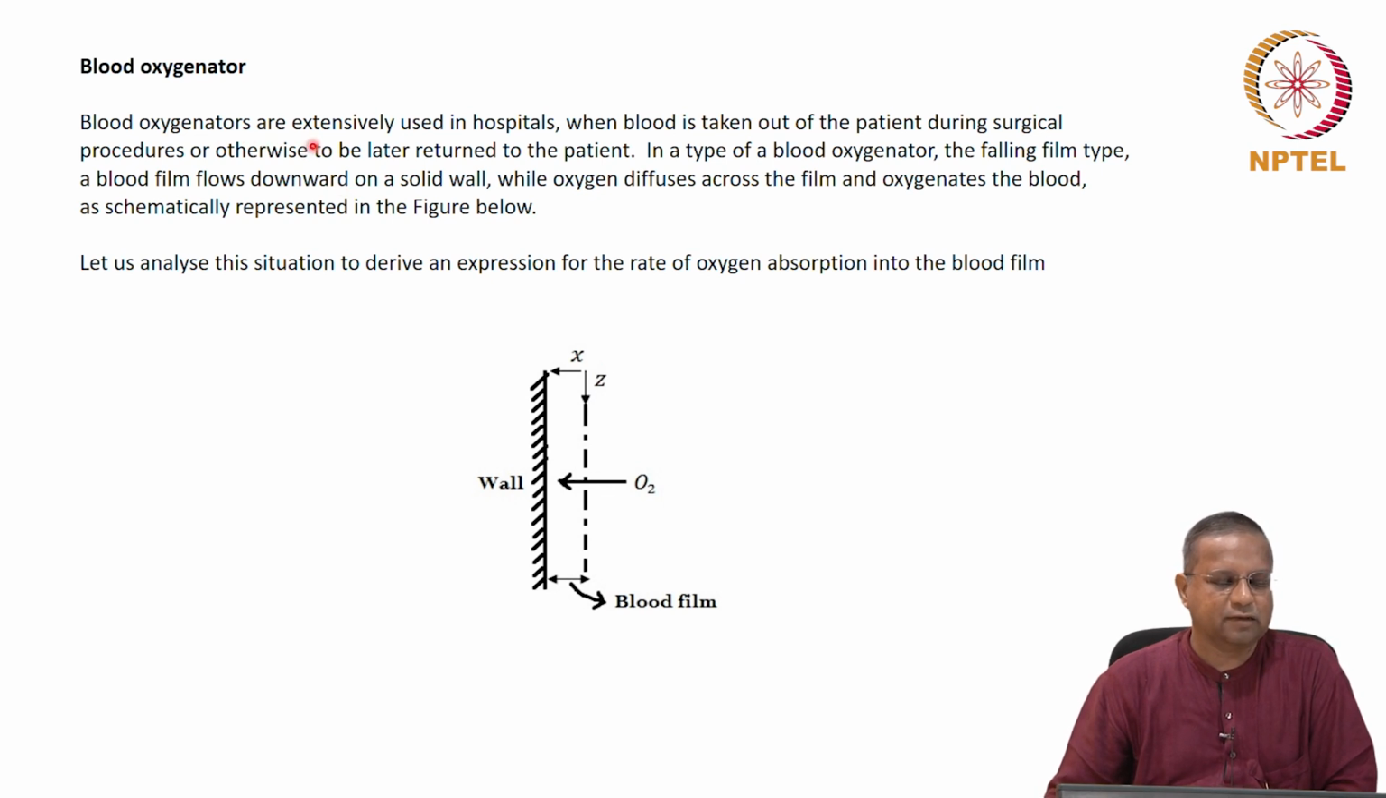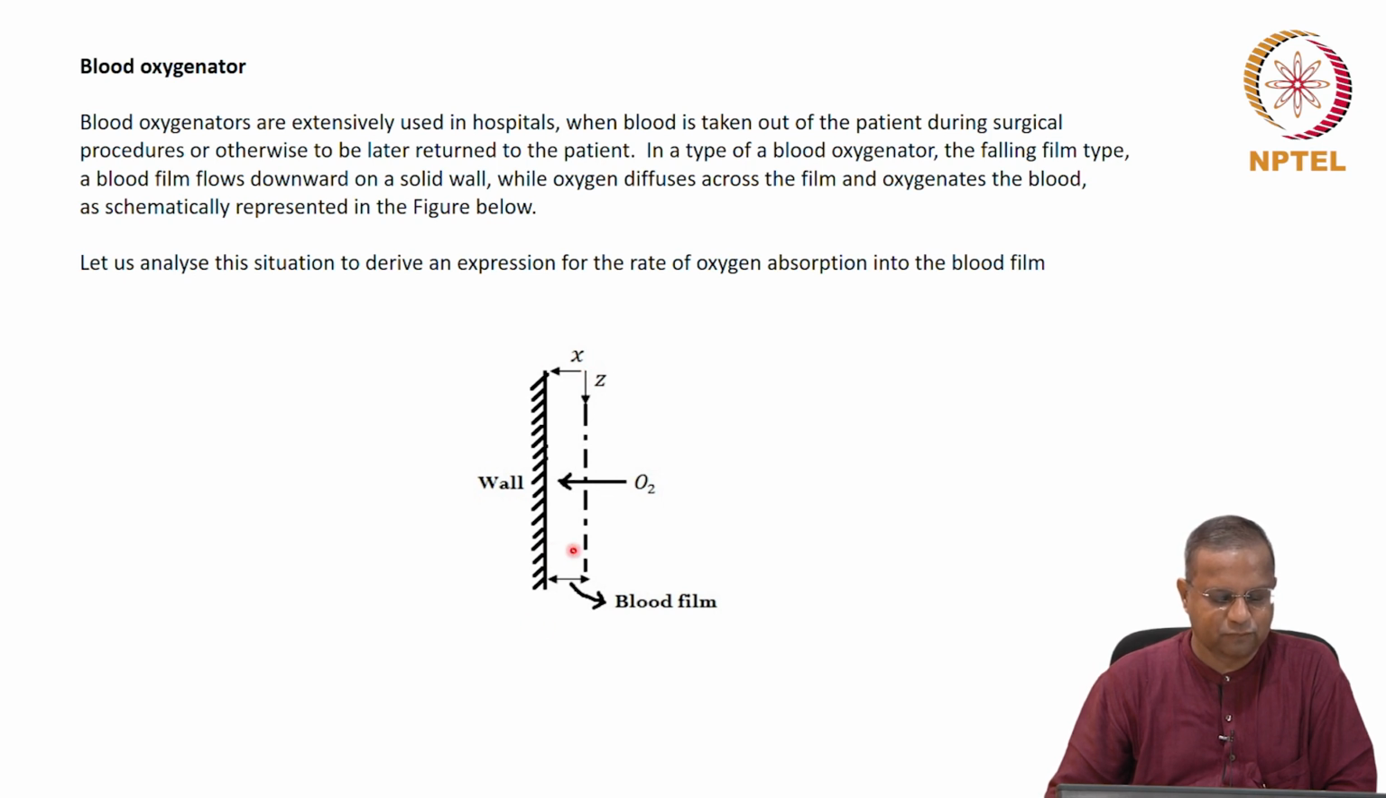Blood oxygenators are extensively used in hospitals when blood is taken out of the patient during surgical procedures or otherwise, like now, to be returned later to the patient. In a type of blood oxygenator, the falling film type, a blood film flows downward on a solid wall. Okay, this is the wall that is given here. This is the blood that is flowing.